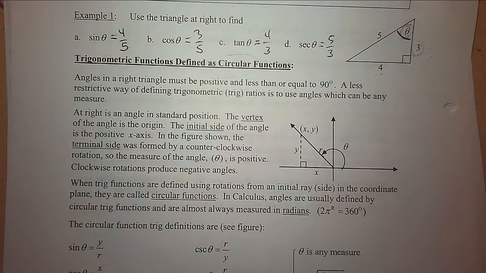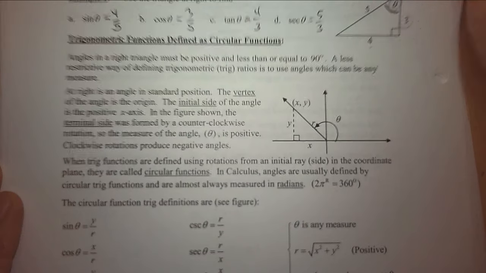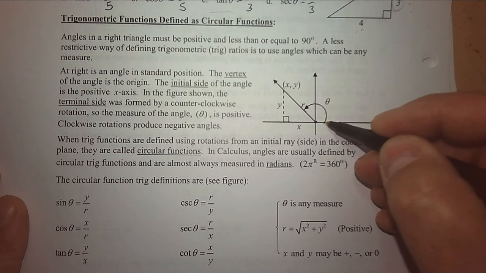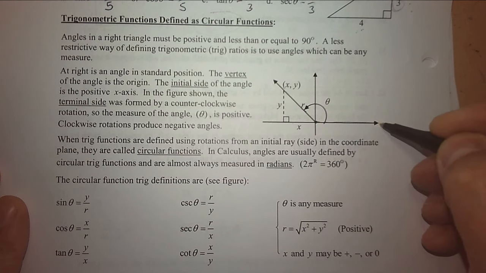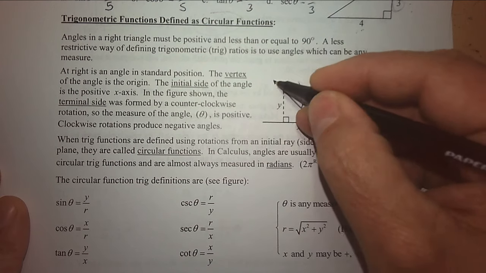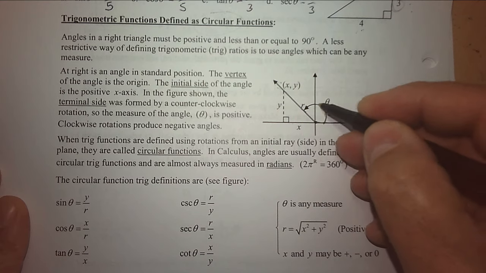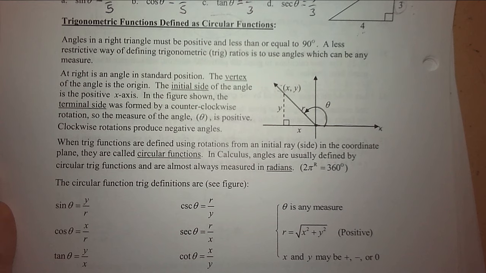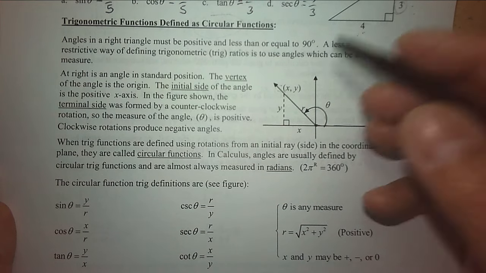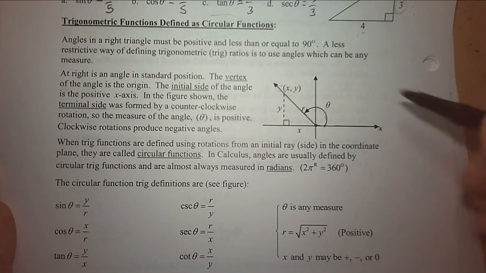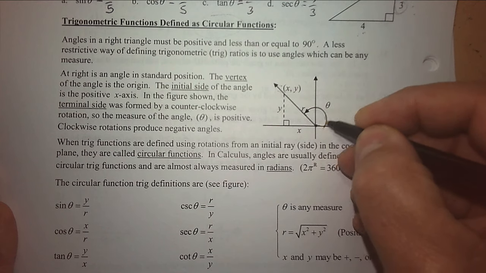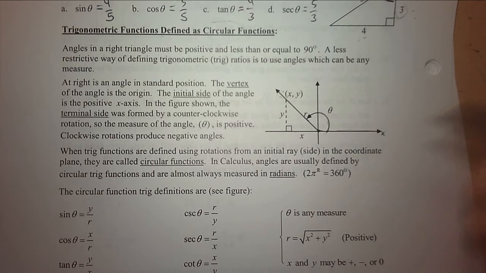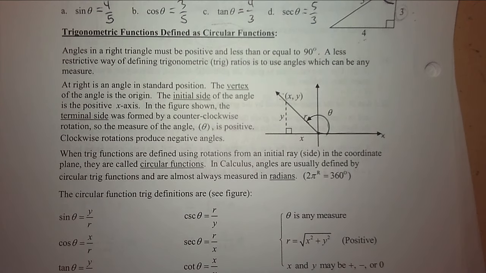So look at the diagram to the right. There's an explanation. And notice this one's considered to be in standard position because of the positive x-axis, and then the terminal side is where it ended. And you can see how the angle was measured. Do you remember that positive angles are measured counterclockwise? And that negative angles are measured clockwise? So what direction is this arrow going? Counterclockwise. That means it's a positive angle. If you measured it the other direction, clockwise, then it would be a negative angle.